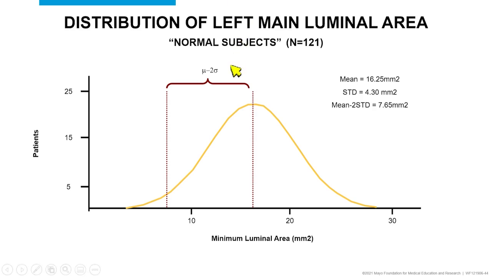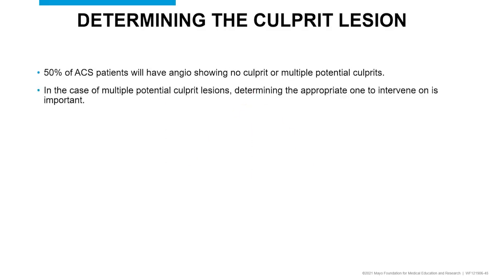The other way of looking at this is to look at the distribution of left main luminal area in normal subjects. If you go 2 standard deviations below the mean, you get a value of 7.65 square millimeters. I don't recommend using that. I think for board purposes, again, stick to 6 square millimeters as the threshold for intervention.